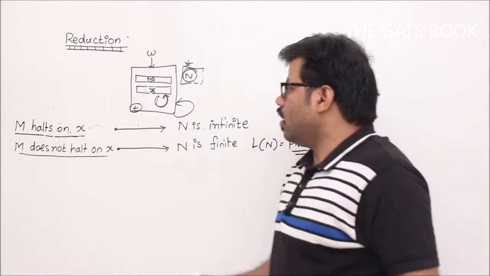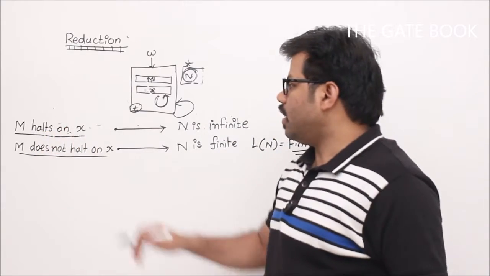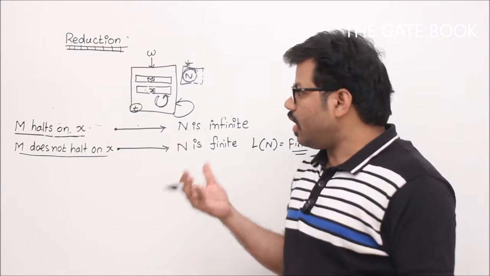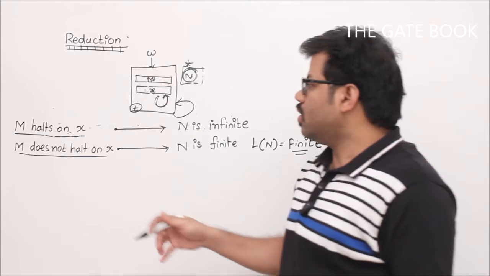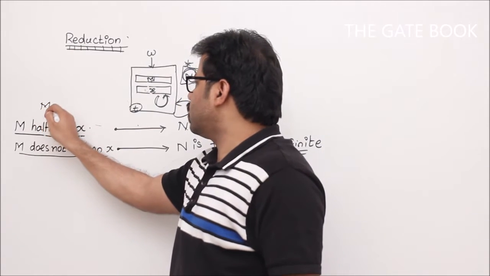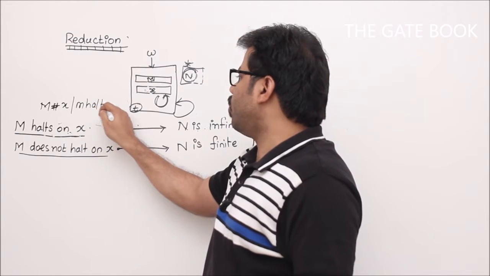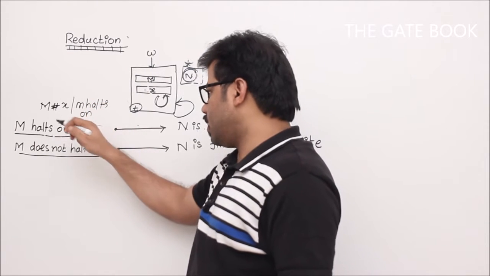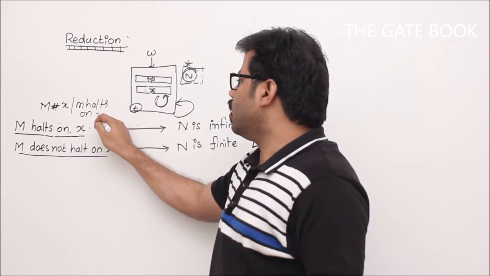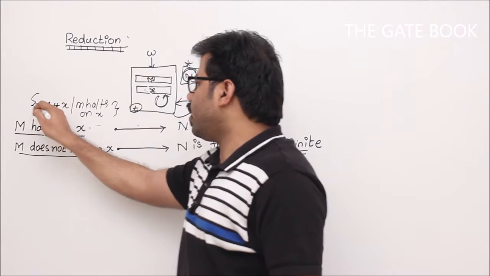That is, "M halts on x" is a language, right? So what is the language form here? Simple: M#x such that M halts on x. Remember it. This is a language form. The collection of all M#x patterns where M halts on x is also known as the halting problem, correct?